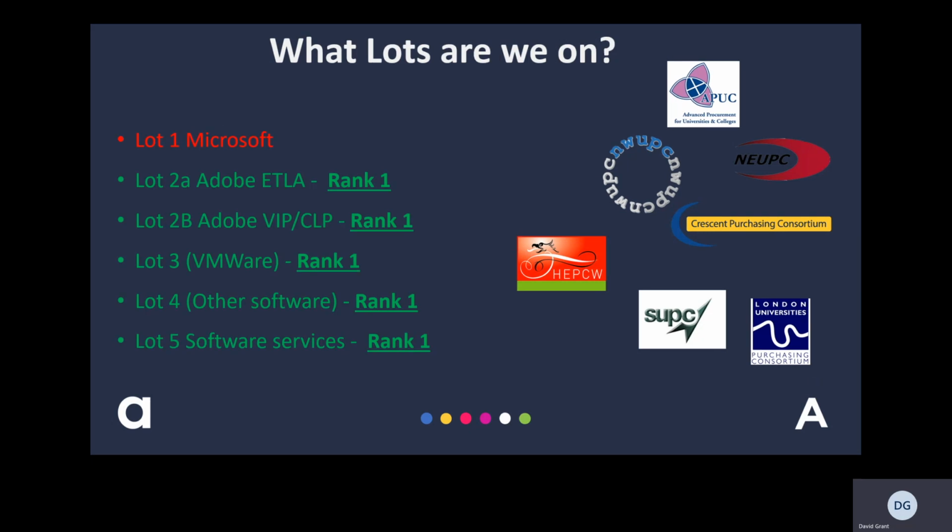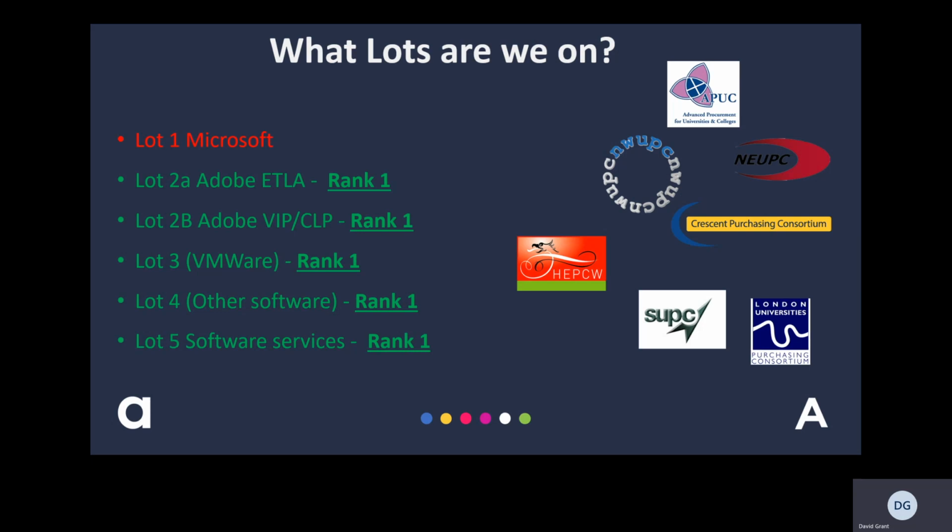So in terms of what lots academia are on, we have colour coded this to make it nice and easy. Lot 1 is Microsoft, and academia are not on the Microsoft lot, as we're not what's referred to as an LSP partner. However, we do retain a lot of in-house knowledge and accreditations, which we'll touch on when we get to one of the later slides.